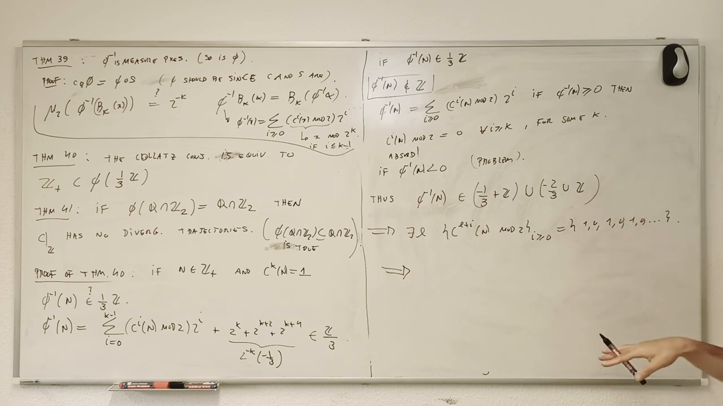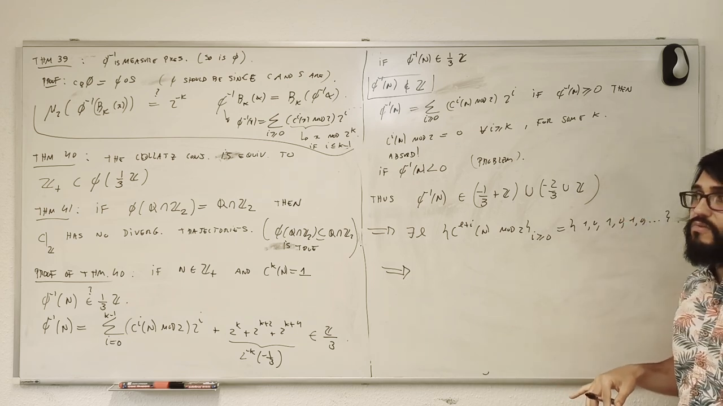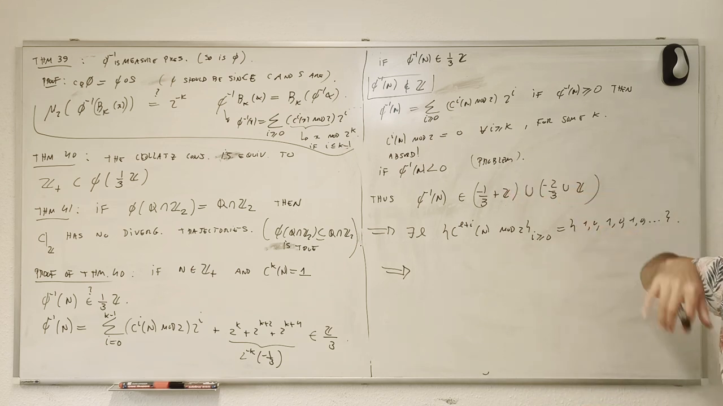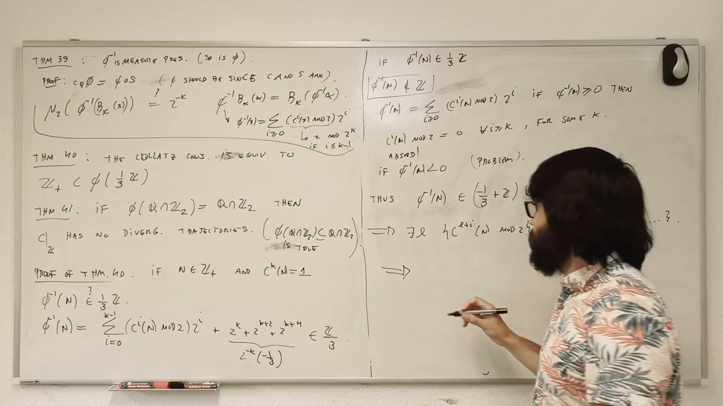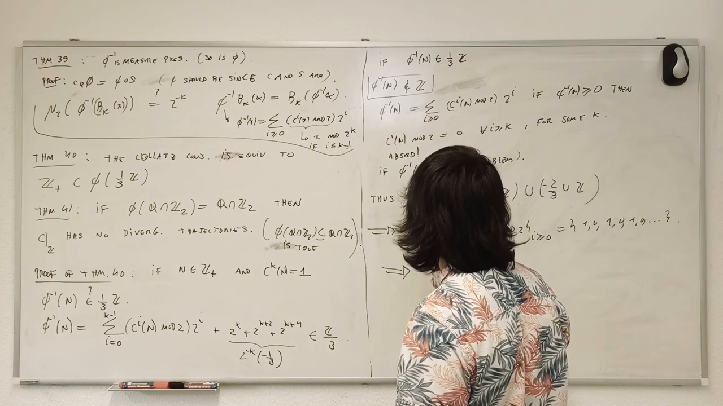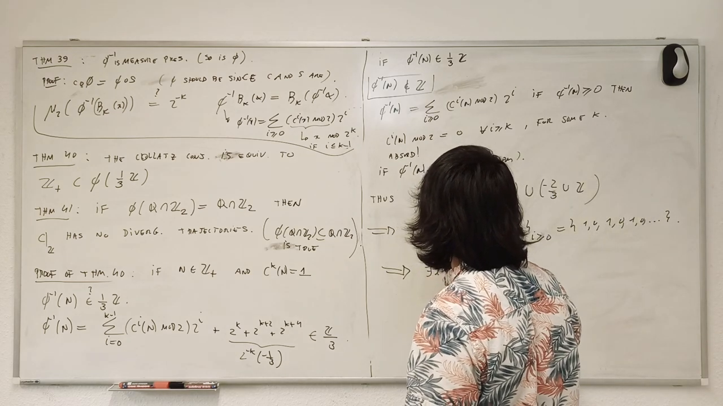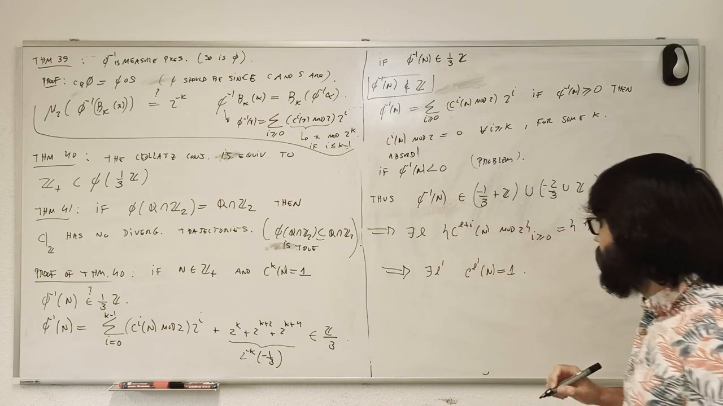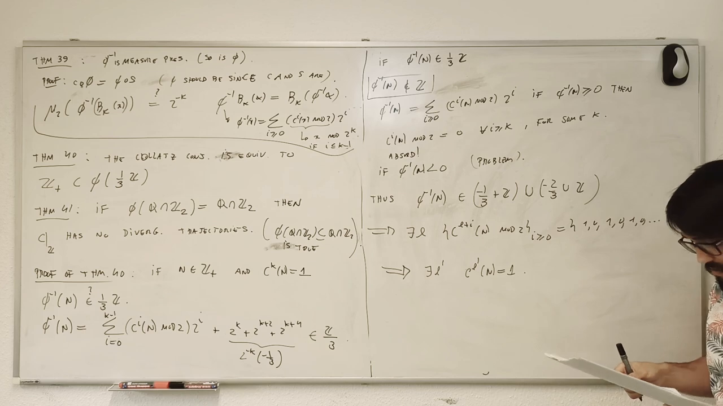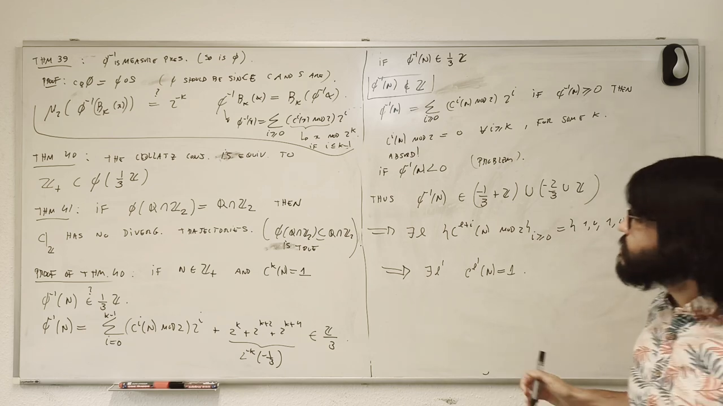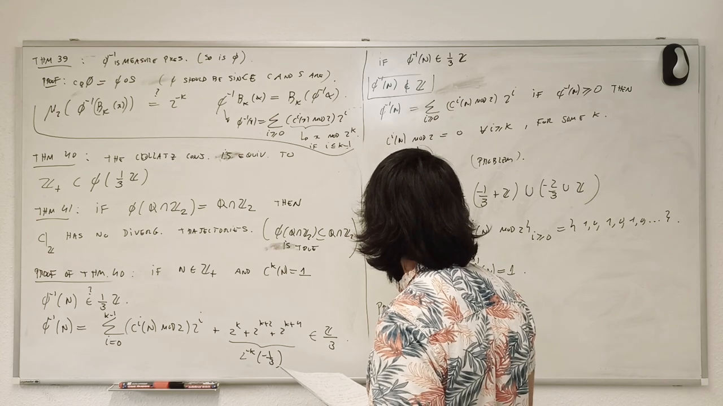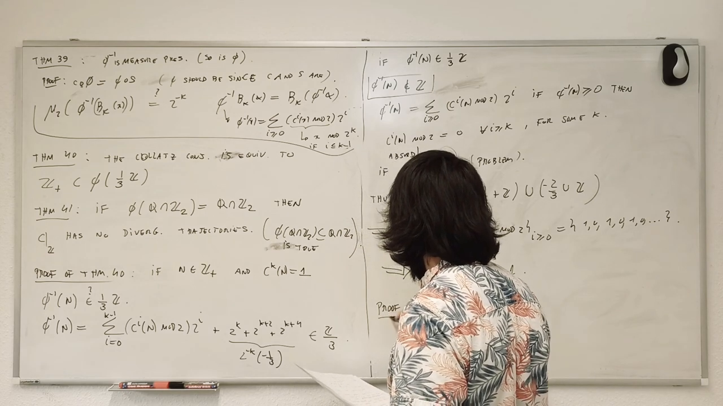So I have to show this. So you got into a cycle, but we just showed that the only cycle possible is 1, 2. Therefore, there exists some L prime such that C^(L prime) of n equals 1, using the previous paper. So now let's prove theorem 41.